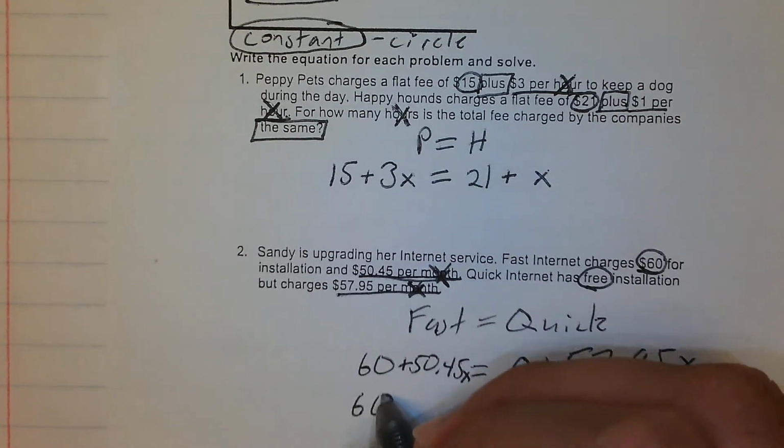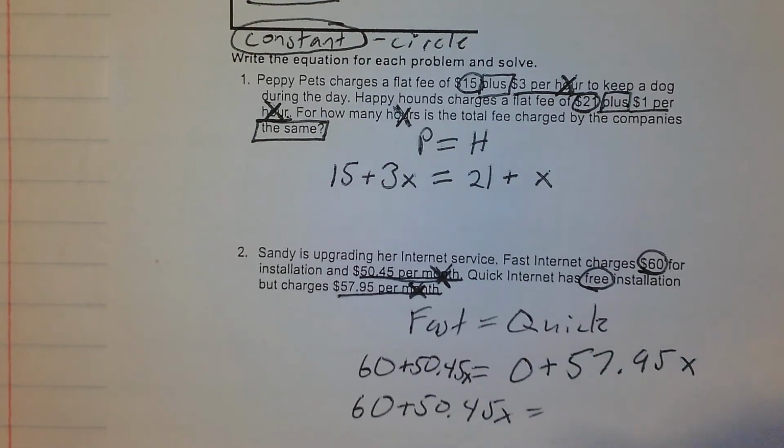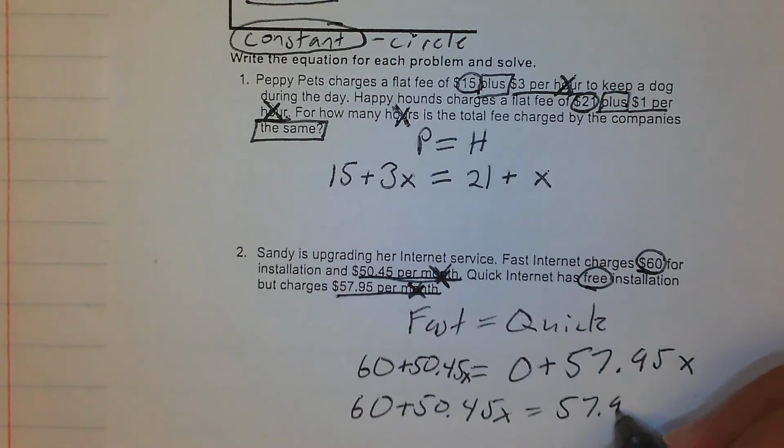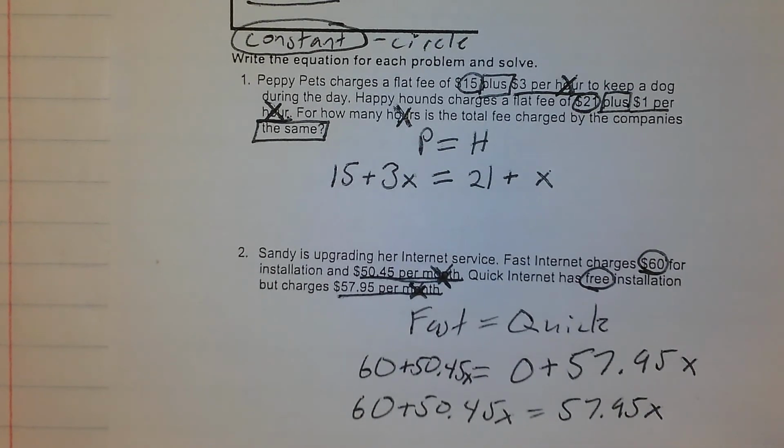So we could rewrite that as 60 plus 50.45x equals 57.95x. Okay.